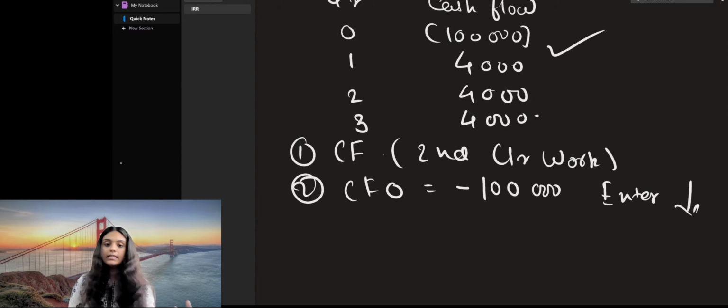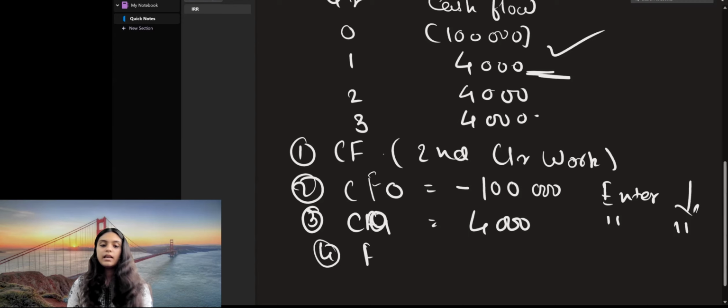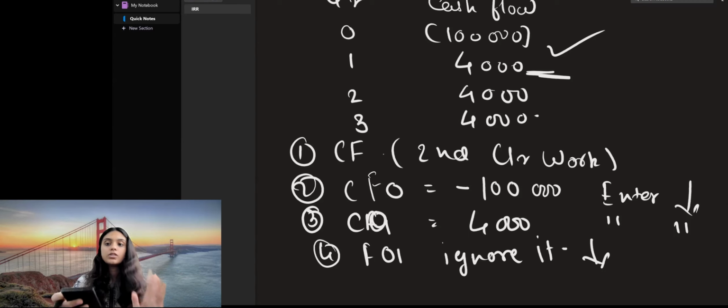Once you have done that, the next thing you will see is C01. So first you will see C01. Now C01 means cash flow in our first year, means this 4000 rupees. So just type 4000, enter, down button. Next you will see F01. For this particular sum, you should ignore it and just click down button. Okay? Not enter, just down.